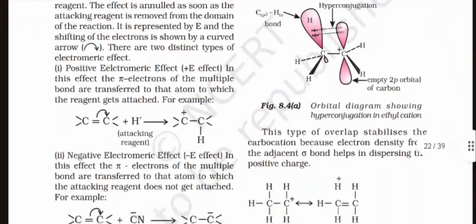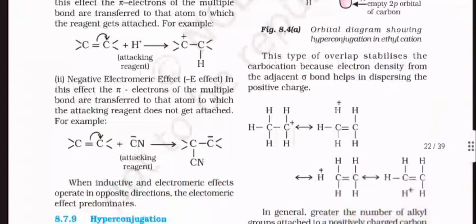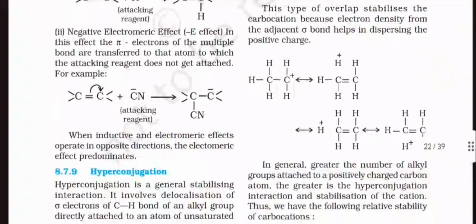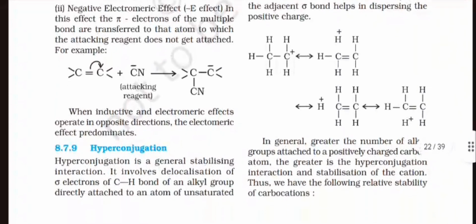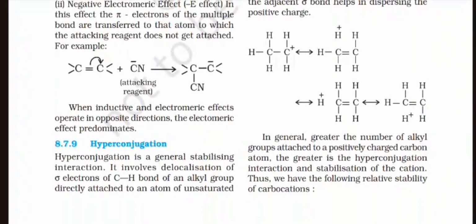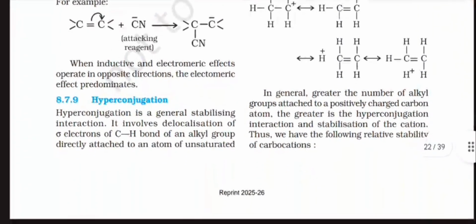There are two distinct types of electromeric effect. Positive electromeric effect, plus E effect: in this effect, the pi electrons of the multiple bond are transferred to the atom to which the reagent gets attached. Negative electromeric effect, minus E effect: in this effect, the pi electrons of the multiple bond are transferred to that atom to which the attacking reagent does not get attached. For example, when inductive and electromeric effects operate in opposite directions, the electromeric effect predominates.